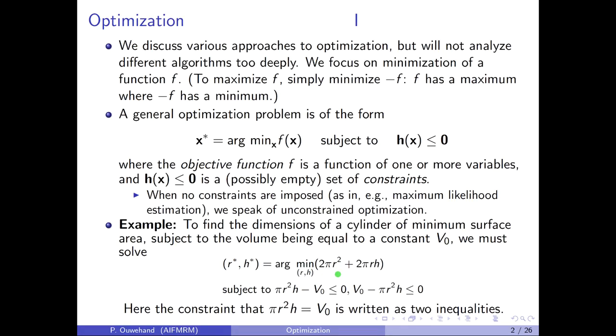The surface area of a cylinder is given by 2 pi r squared plus 2 pi r h. In other words, the area of the two ends of the cylinder and the side of the cylinder. And the constraint is that the volume, pi r squared h, must be equal to v0. In other words, pi r squared h minus v0 must be both less than 0 and greater than 0. So the constraint that pi r squared h is equal to v0 can be written as two inequalities, which makes it a problem of the form shown here.